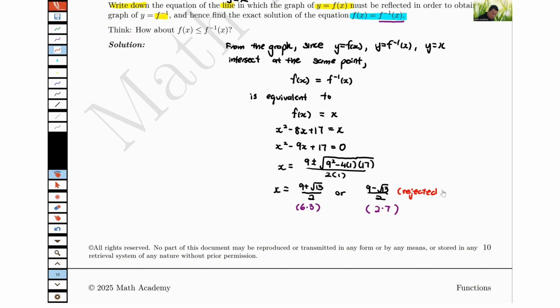And when you reject, you should quote it's because x is larger than 4, and quote the domain inside.